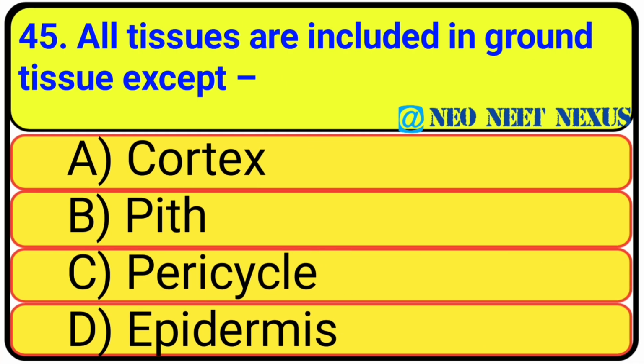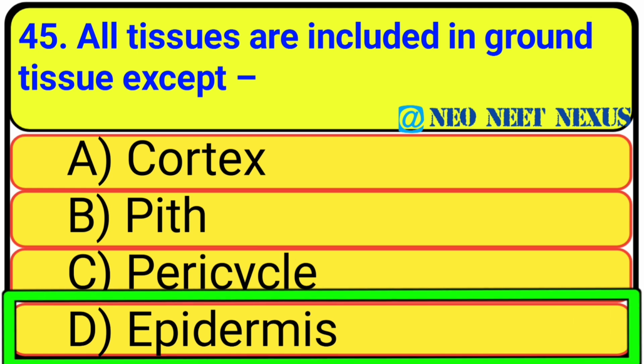Next, all tissue are included in ground tissue except A. cortex, B. pith, C. pericycle, D. epidermis. Correct answer is option D, epidermis.